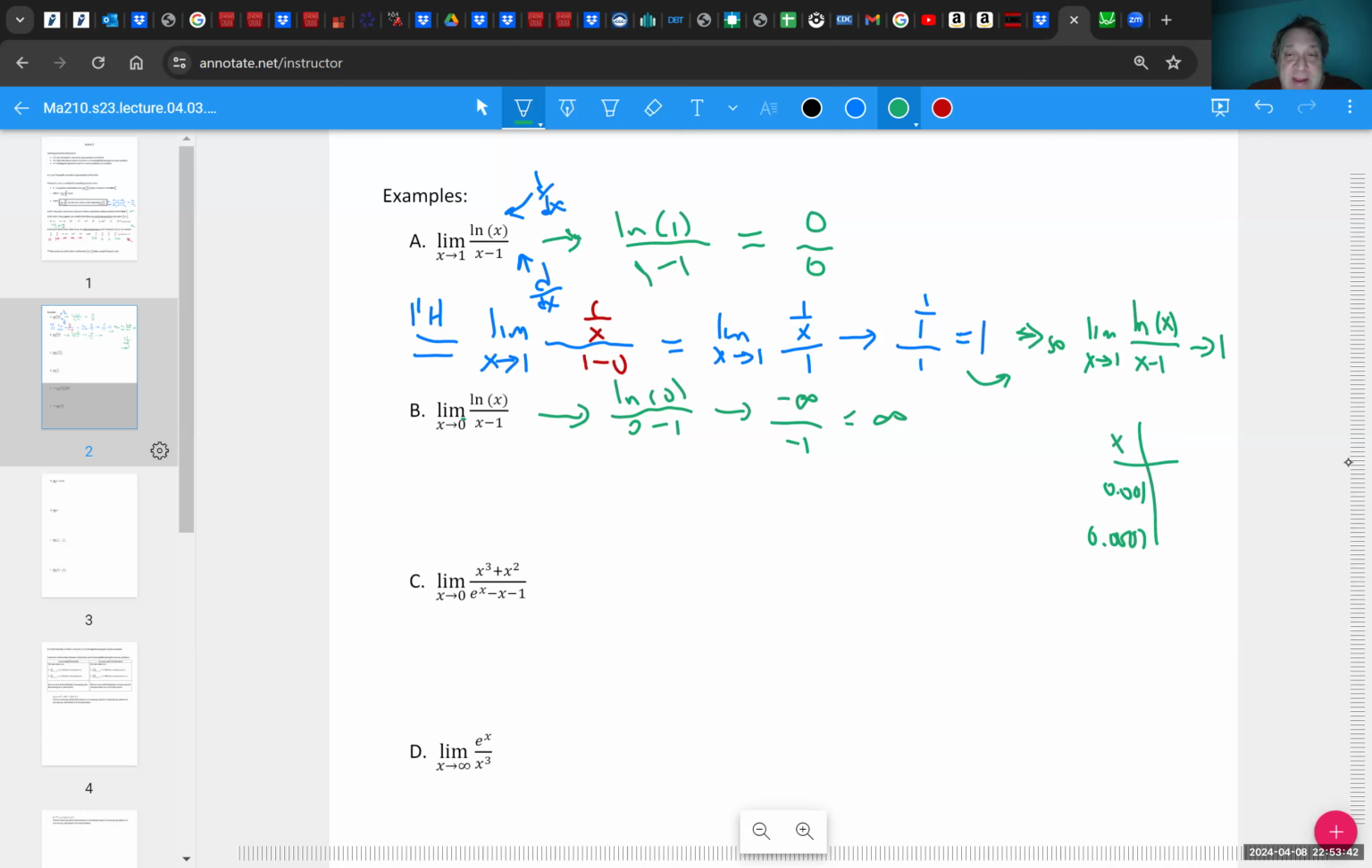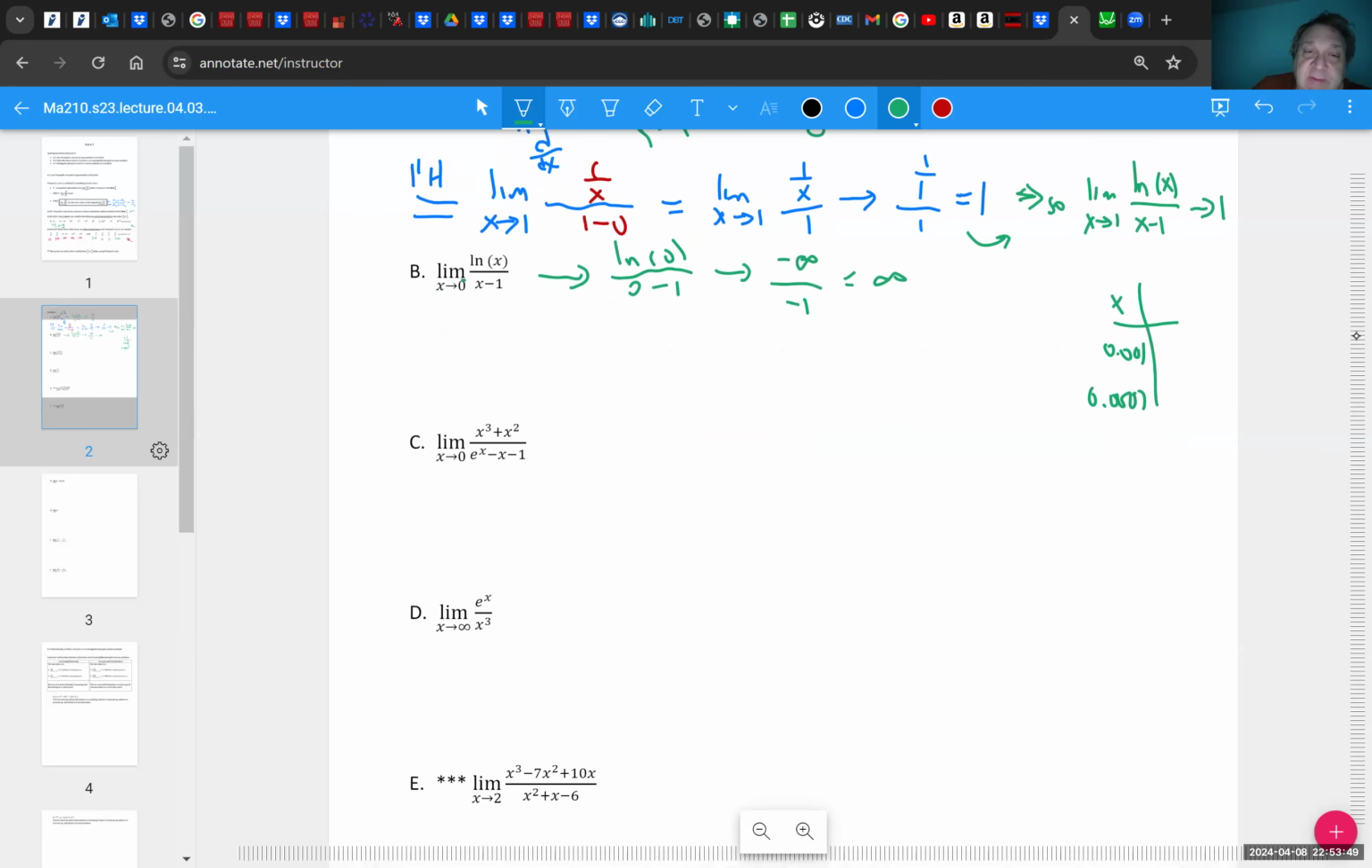Okay. So let's do part C. Part C, we have a limit. So let's go ahead and substitute in and see what we get. Let me try this in a different color. So I get 0 cubed plus 0 squared over e to the 0 minus 0 minus 1. So what does that become? Well, the top is definitely 0. e to the 0 is 1, so 1 minus 0 minus 1, so we get 0 over 0.